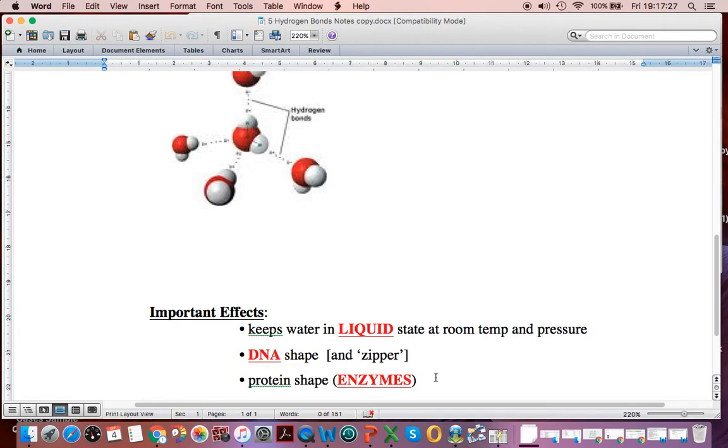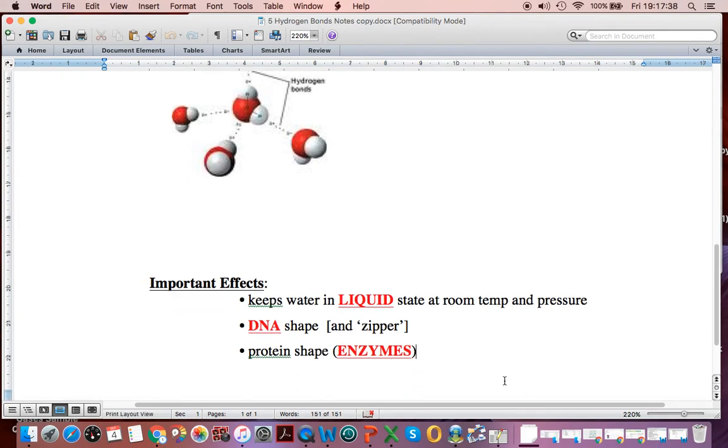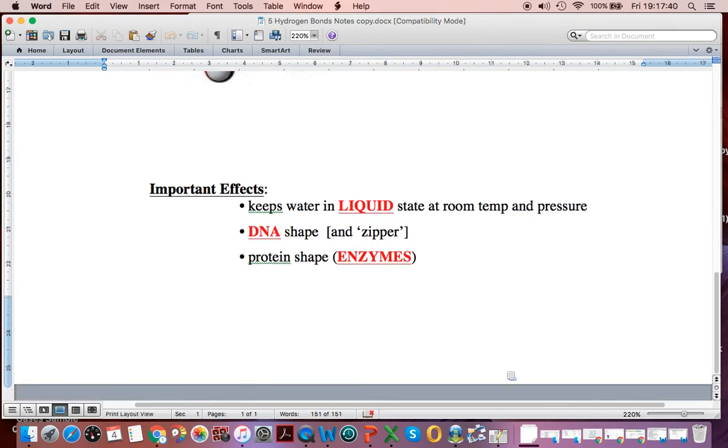But of course for proteins, if you heat them up too much, they denature. And that means you've heated them up so that you overcome the hydrogen bonds and you destroy the shape of the protein so it no longer functions as an enzyme. So that's a little preview for Biology 12.